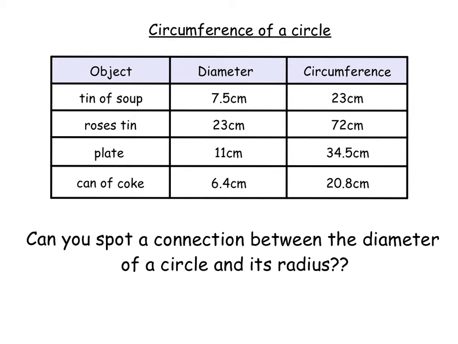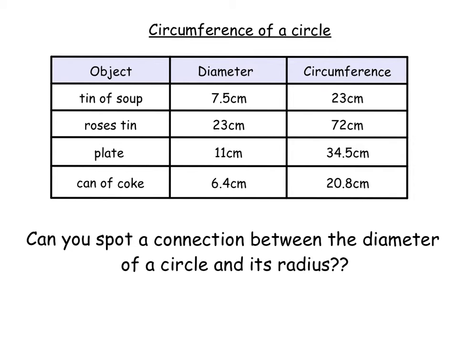7.5 times 3 is 22.5. Okay, I'm not quite there. 23 times 3 is 69. Okay, close but not quite there. 3 times 11 is 33. Again, close but not quite there. But the connection is the circumference is roughly 3 times the diameter.